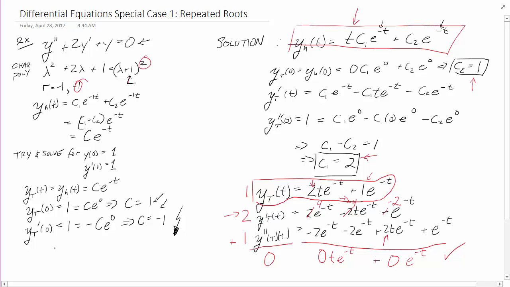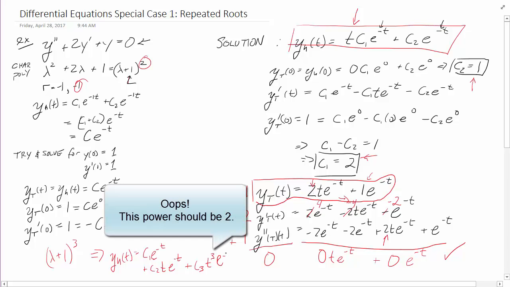So for example, if you had a characteristic polynomial that looked like lambda plus 1 to the 3, that would tell me that my homogeneous attempt would have to be c1 e to the minus t plus c2 t e to the minus t. But because I've got a power 3 here, I've got a triply repeated characteristic root, I'd have to go and add another power of t. Okay? And this pattern continues. It doesn't have to be a root of negative 1, but I'm just using this for an example.